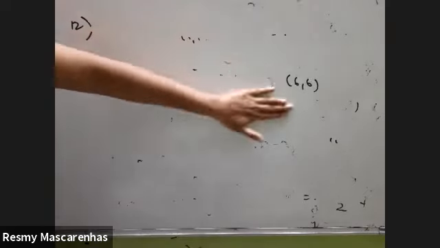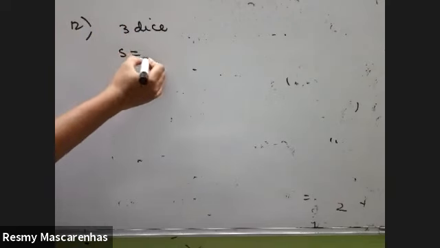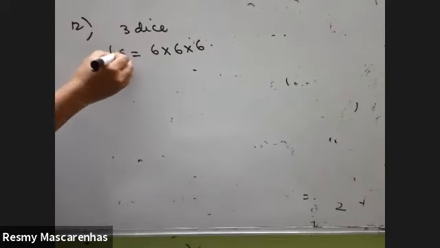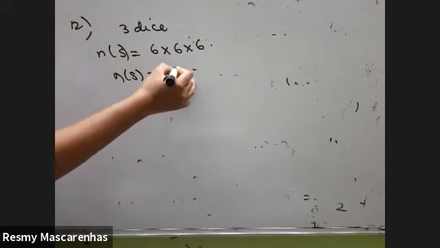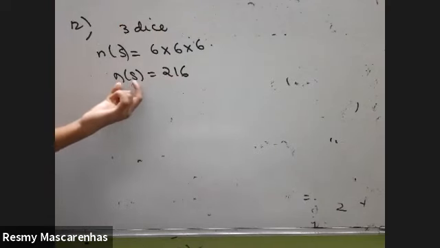Okay. Now what they are saying, 3 dice. 3 dice will be, sample space will be 6 into 6 into 6. So how many pairs you will get? 3 dice, 36 into 6. So that will be 216. So you cannot sit and write 216 pairs for the exam. So if there are 3 dice, you can straight away say the number of pairs inside the sample space will be 216.